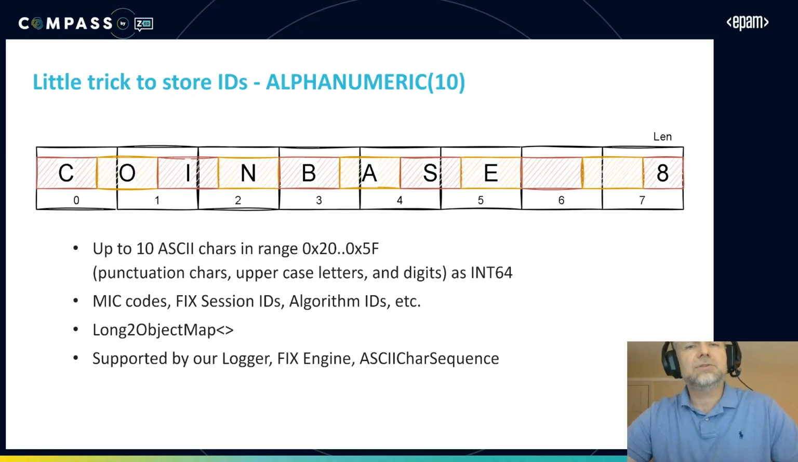And having such a data type for a textual field simplifies memory management. We no longer need to allocate String or use buffer-backed CharSequence. We could use it as a key in our map collection, for example, store some per exchange information in long to object maps. This may sound extreme, but when you have a complete stack under your control, your FIX library supports it, your logging library supports alphanumeric, your time series database supports alphanumeric, this is easy to use.